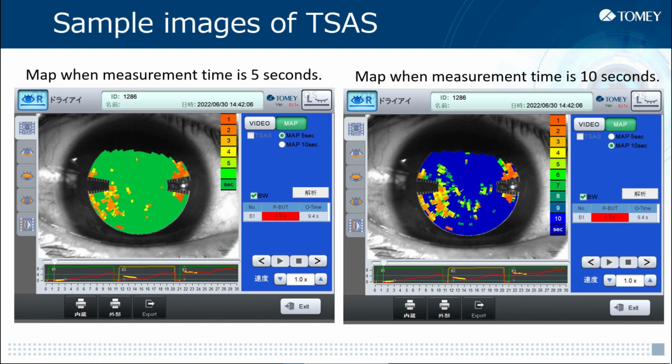Here are the sample images of T-SARS. The left image with the green map is when the measurement time is 5 seconds, and the right one with the blue map is when the measurement time is 10 seconds. With the 5 seconds map, we can only observe breakup areas that occurred within 5 seconds. And with the 10 seconds map, we can also see the breakup areas that occurred after 5 seconds until 10 seconds.